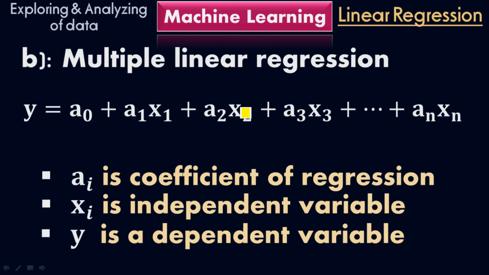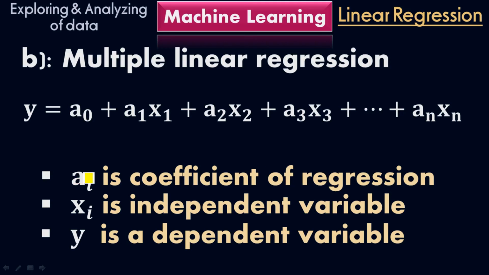It is linear, but a multiple linear regression model. For example, a sub naught plus a sub 1 times x sub 1 plus a sub 2 times x sub 2 plus a sub 3 times x sub 3 plus so on. Countless number of terms, it is up to you. But as long as the terms are more than two, it comes under the multiple linear regression model. So a is the coefficient of the regression model, x is the independent variable, y is the dependent variable.